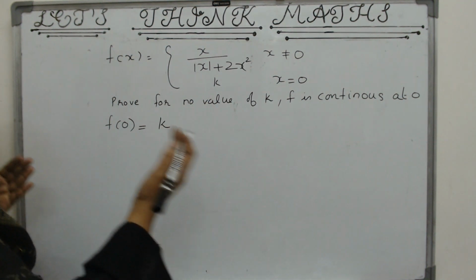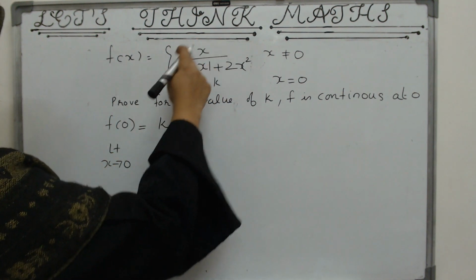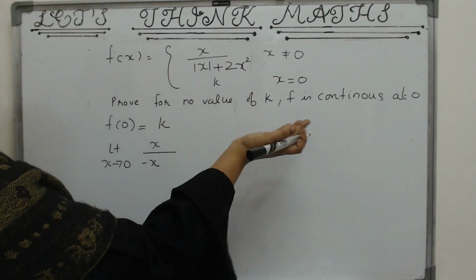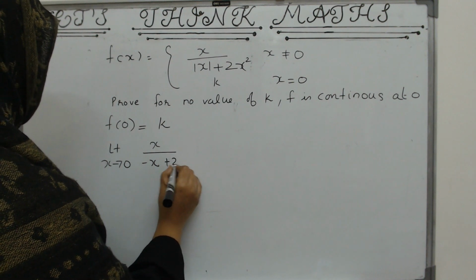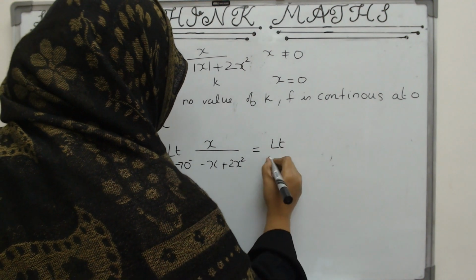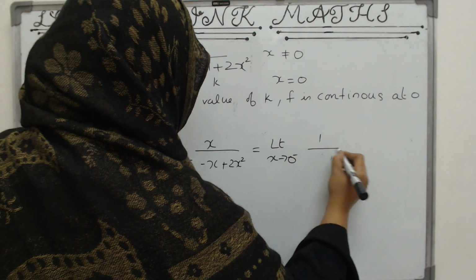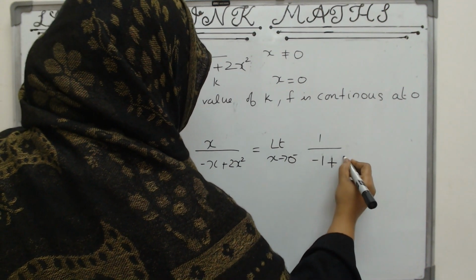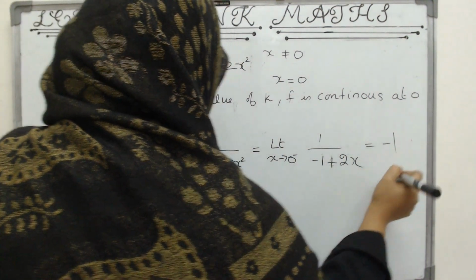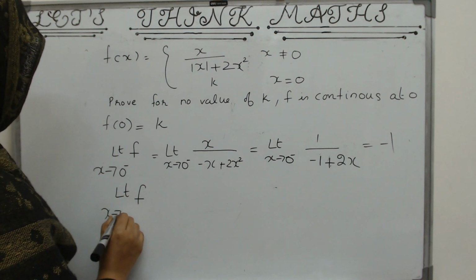Now go to the left hand limit. Go from values which are less than 0. Then what will this become? This will become x by minus x, because we are taking values less than 0. So plus 2x square, and then see there is a common x here. Otherwise it will go to the indeterminate form. Don't go there. So you can cancel this x and then you will get minus 1 plus 2x. So as x tends to 0, what will this whole thing become? Minus 1.